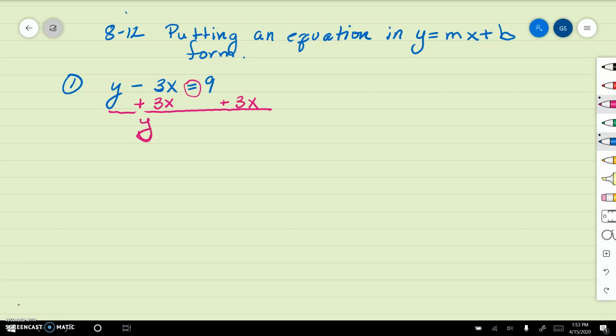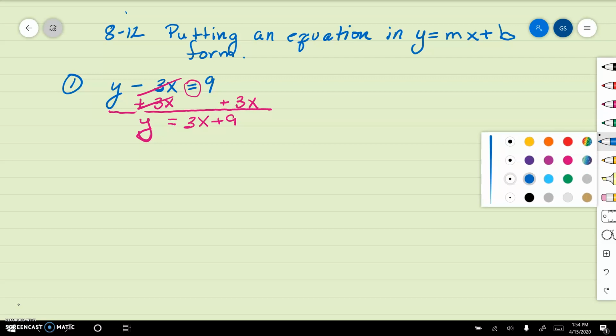Negative 3x plus 3x is 0, so we can cancel those two out. Equals, now remember, it's y equals mx plus b. So instead of putting the 9 first, we're going to use the commutative property and put the 3x first. We can just change the order. So we're going to write 3x plus 9. And that's it. So to get y alone, you have to move everything away from it. All right, so let's try another one.